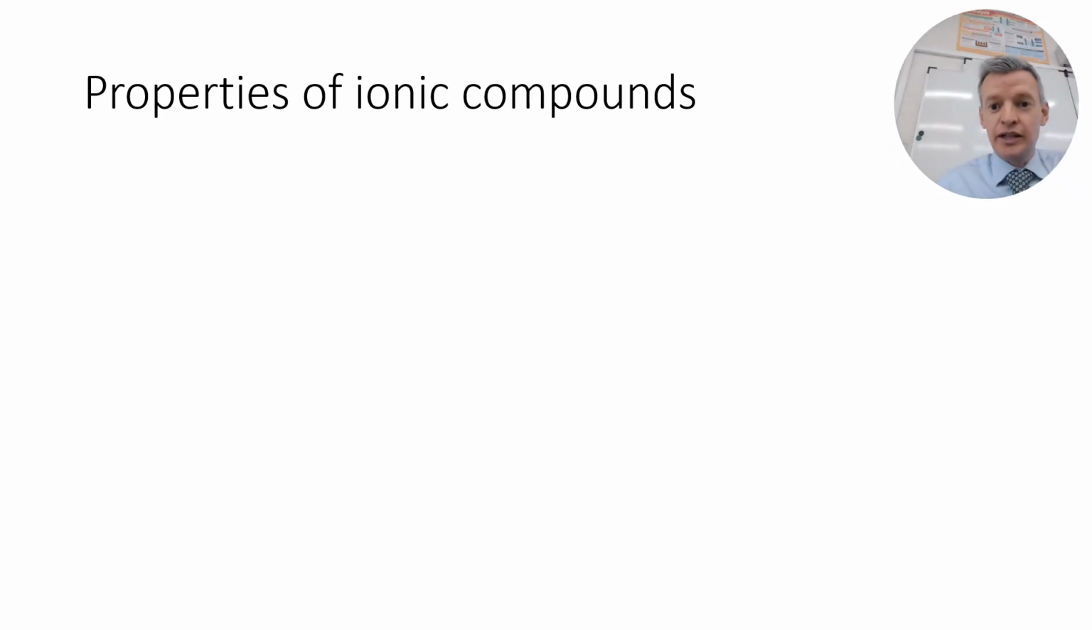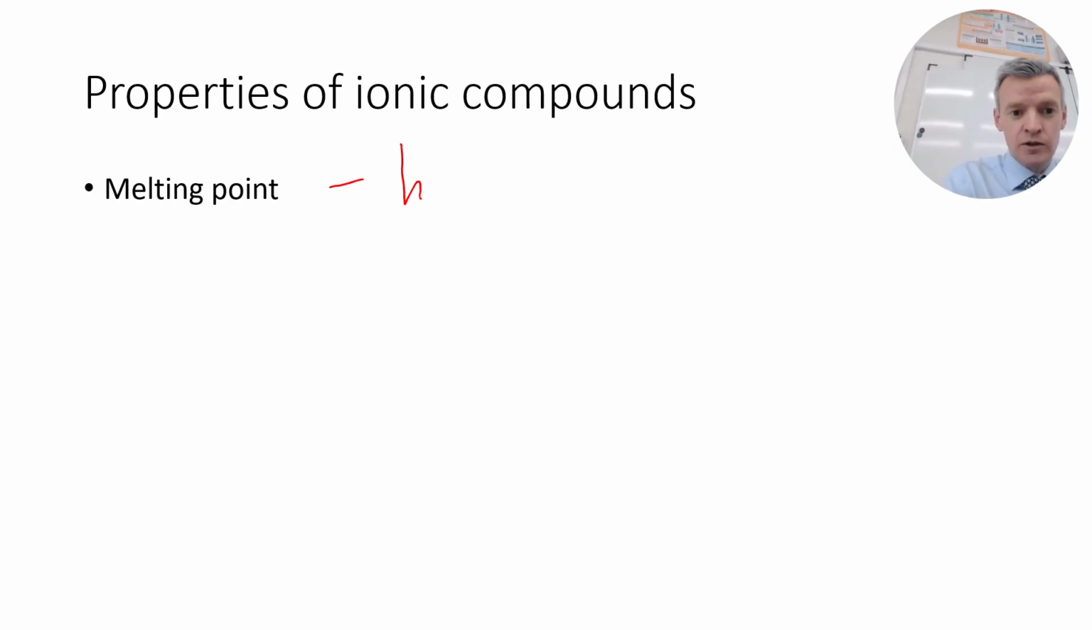So the last thing we want to look at for ionic compounds is the properties that ionic compounds have. And if you think back to the most common ionic compound, or the one you're probably most familiar with, sodium chloride or table salt, it's solid at room temperature. And that gives you a clue as to its melting point. So ionic compounds in general have very high melting points. So you've got to be able to explain this. And it all comes back to the definition of ionic bonding.